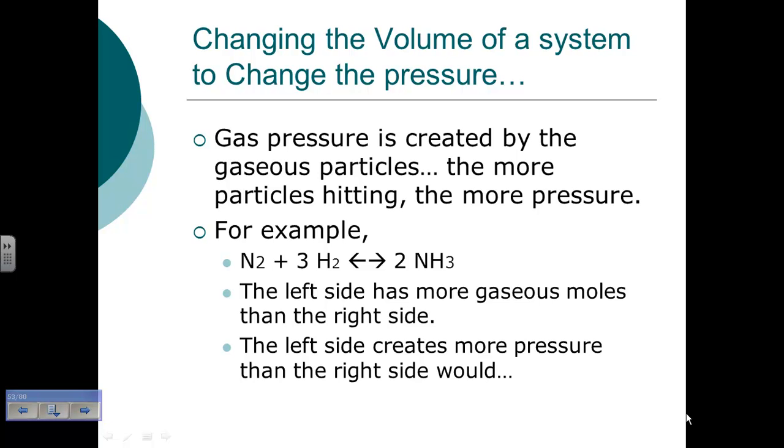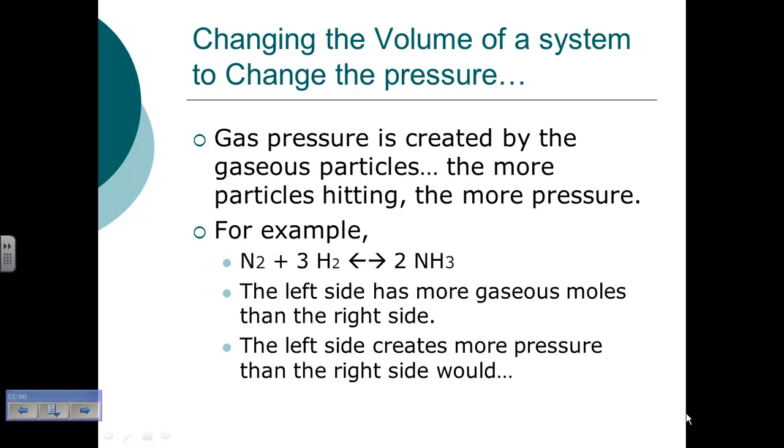Again, more margin notes to help us understand pressure changes. It says gas pressure is created by particles literally hitting the side of the container. The more and more particles, the greater pressure. Anything I can do to increase collisions is going to increase the pressure, and vice versa. So let's look at a scenario for a familiar equation, the production of ammonia.